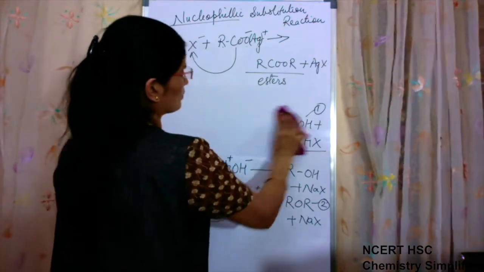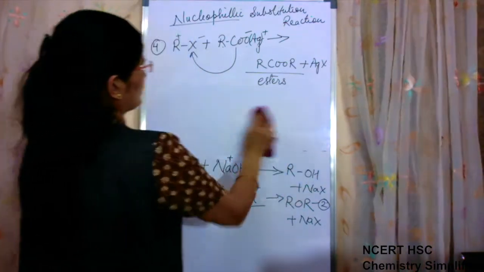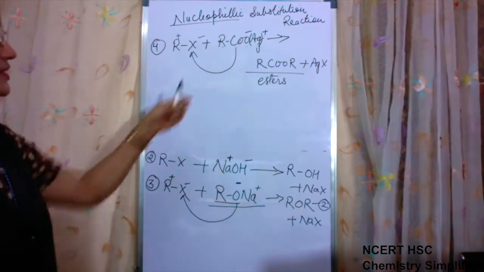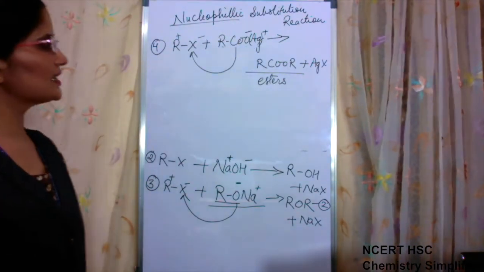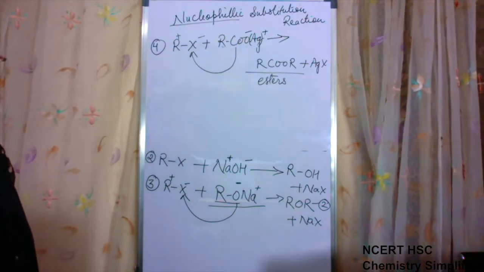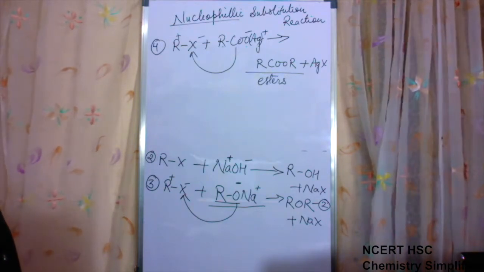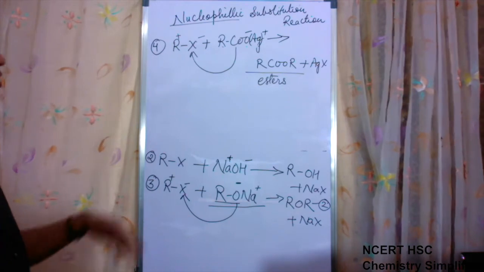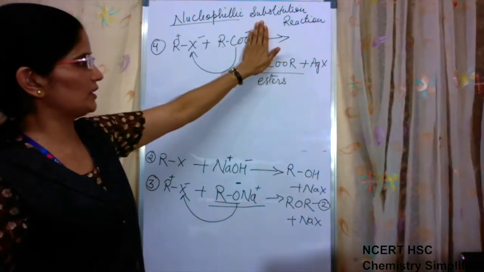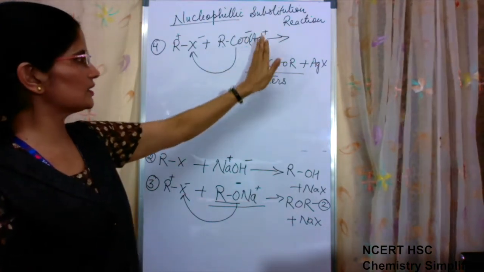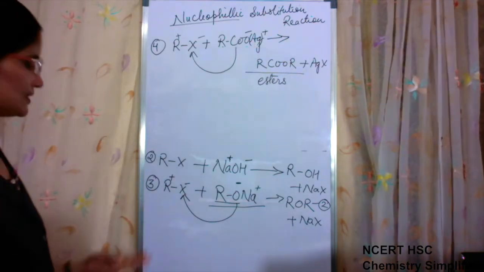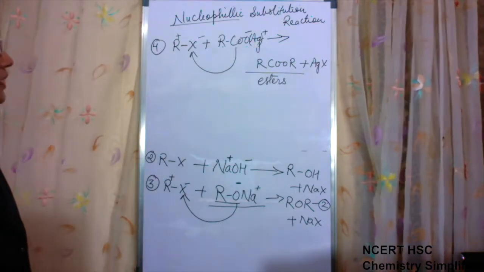Ma'am, what is the name of this RCOOAg compound? See, I told you, it is the silver salt of carboxylic acid. Actually, salts we will call like this only. RCOOH it had been, then it is carboxylic acid. Now it is the silver salt of carboxylic acid. Okay.